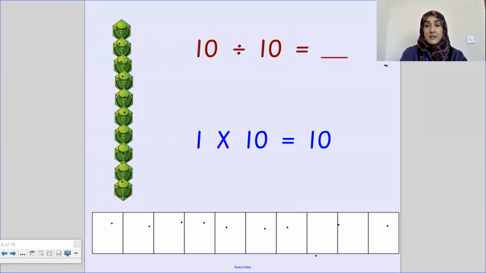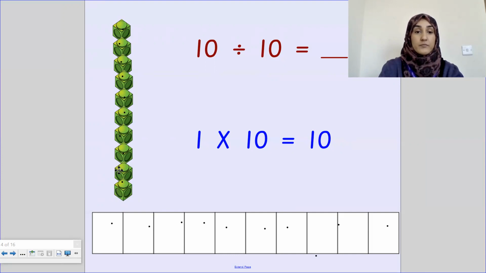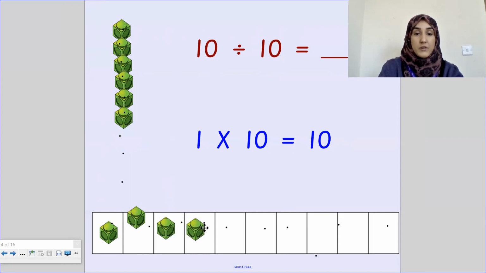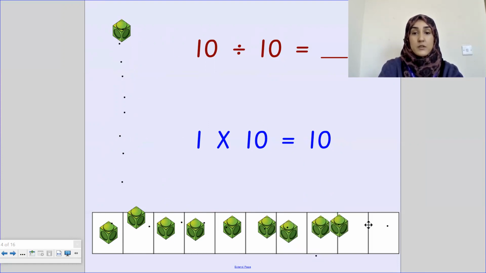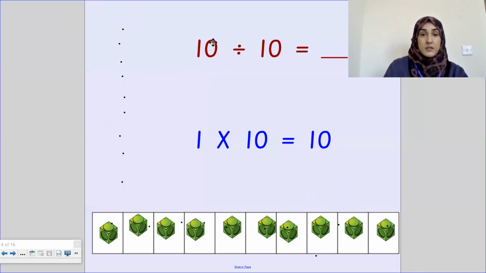Well done. Let's make myself a little bit bigger. There we go. Okay, one for you, and one for you, and one for you, and one for you, and one for you, and one for you, and one for you, and one for you, and one for you. Oops, get back in the box, and one for you. So we have 10 cubes. 10 cubes divided into 10 groups equals how many cubes in each group? Show me your finger. Well done, 1.